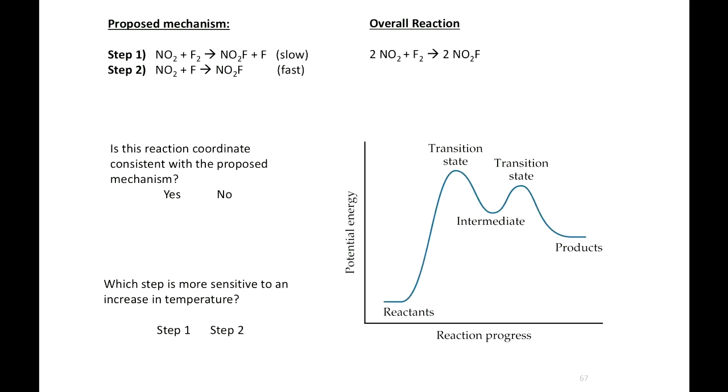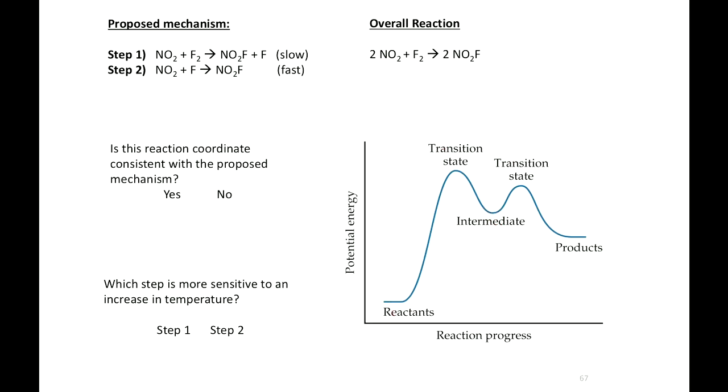Okay, another one. I love these. It's the same reaction, a slow reaction. Is this reaction coordinate consistent with this proposed mechanism? Yes or no? Yes. Why? There are 2 things. This mechanism happens in 2 steps. Does this reaction coordinate? Yes, it happens in 2 steps. We have 1 hill to go over, then a 2nd hill to go over. So it is in 2 steps.